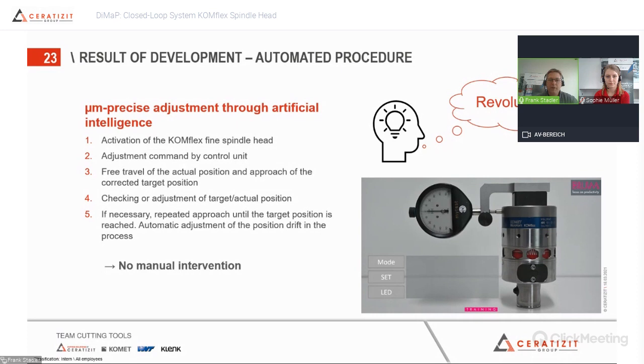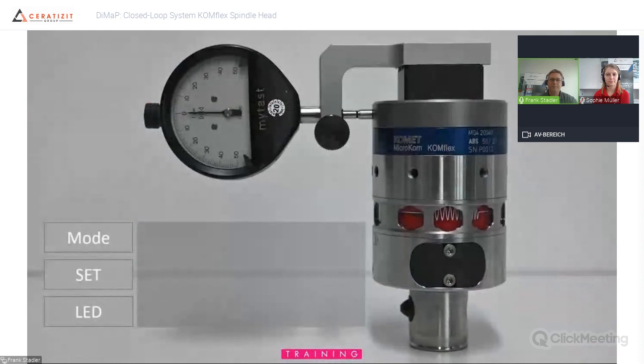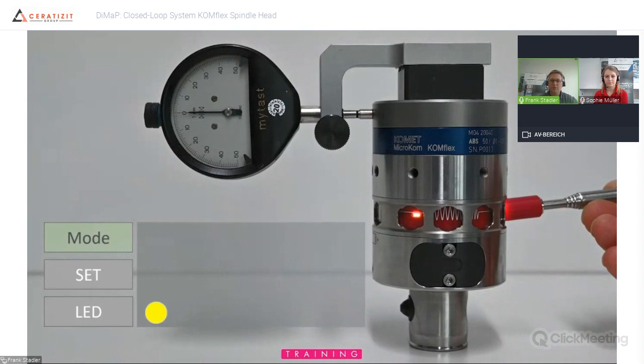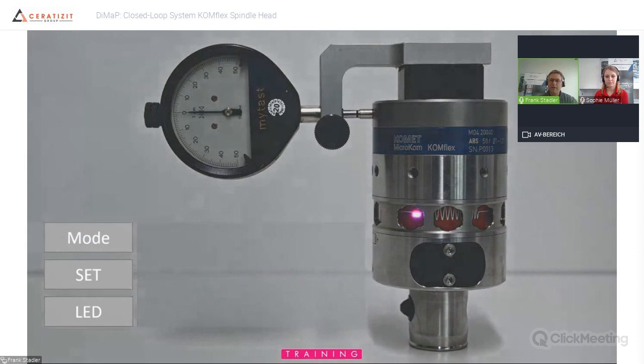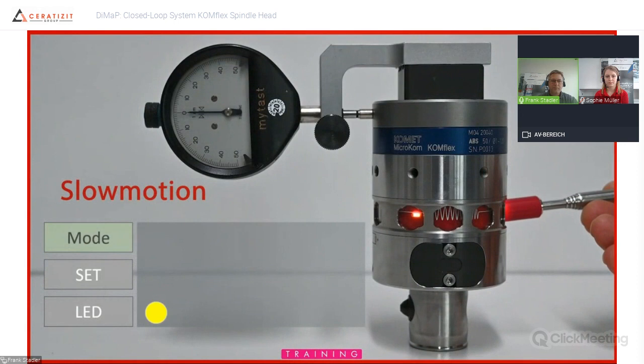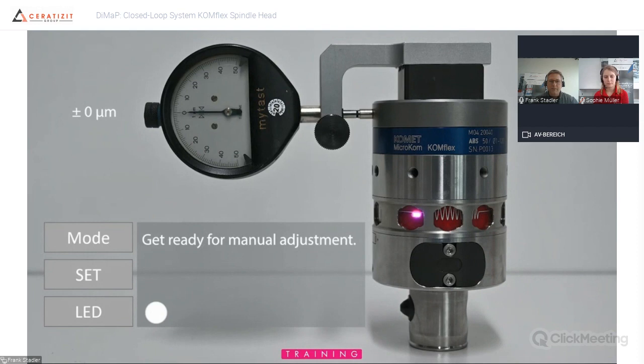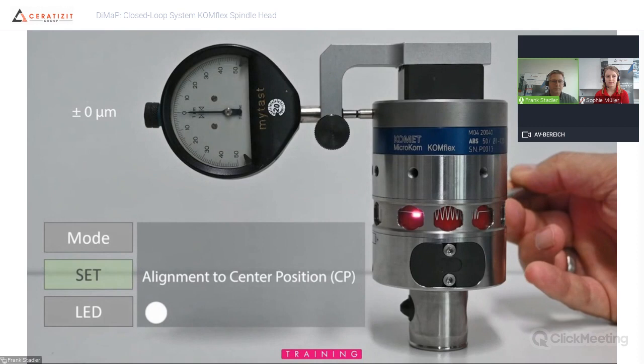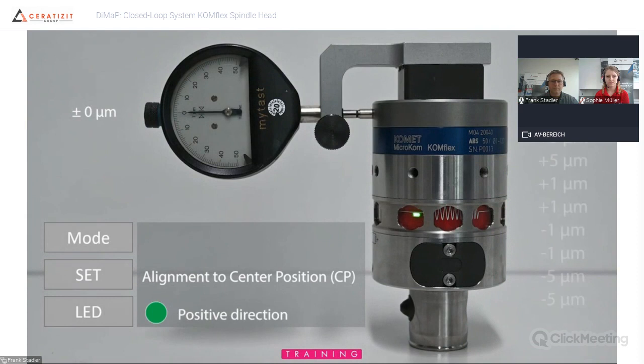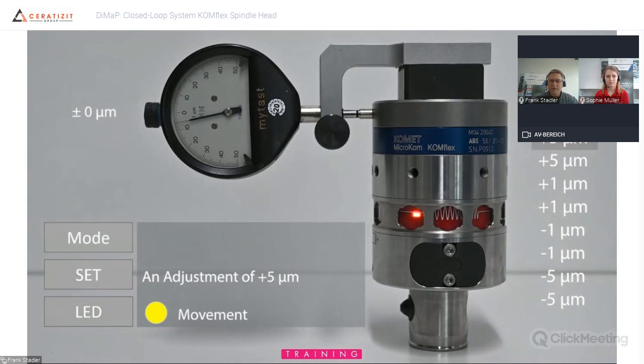The following film shows how the KOMflex is activated manually with the magnetic pen and fed in. The micro clock is mounted and set to zero. First, the KOMflex is activated by holding the magnetic pen against the mode sensor. The yellow LED changes to white. Then the KOMflex is active and the set sensor can be used to move to the new center position. A short feed command on the set sensor triggers a movement of plus 5 micron. After reaching the position, the LED lights up green.